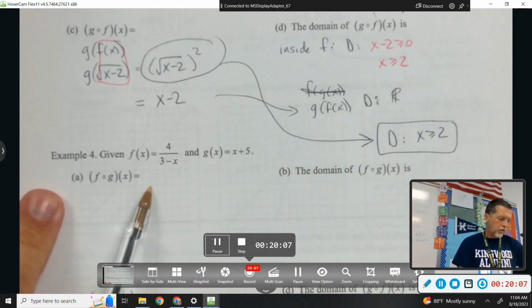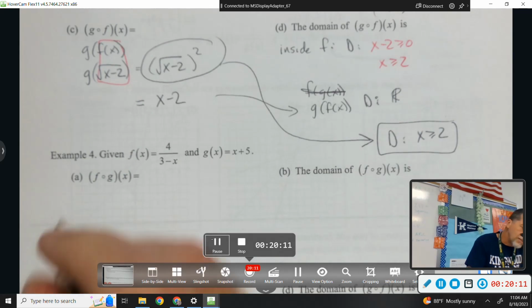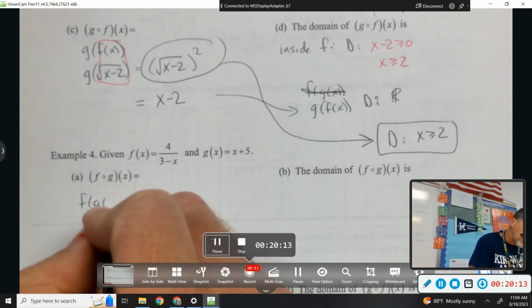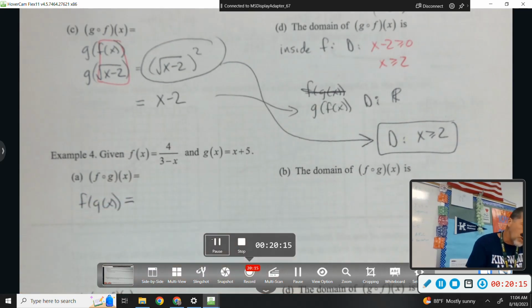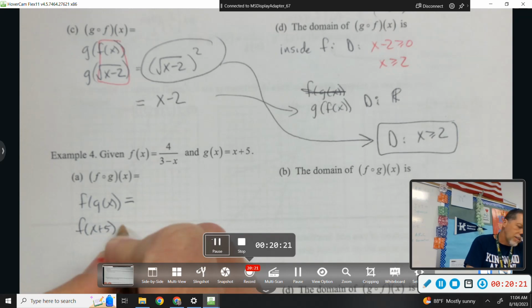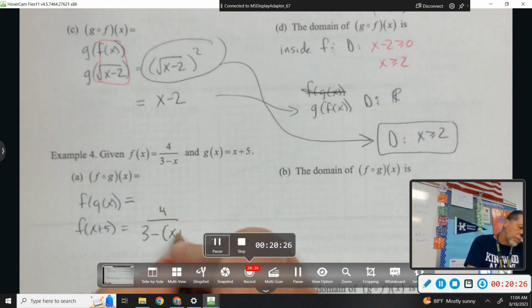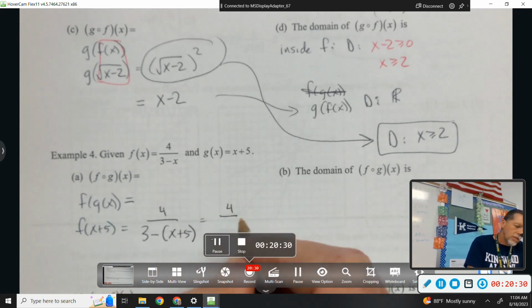Let's do number 4. Yeah, we're good. F of g of x. Okay, so the inside is g, the overall is f of g. So f of x plus 5. So that's 4 over 3 minus x plus 5. So 4 over negative x minus 2.